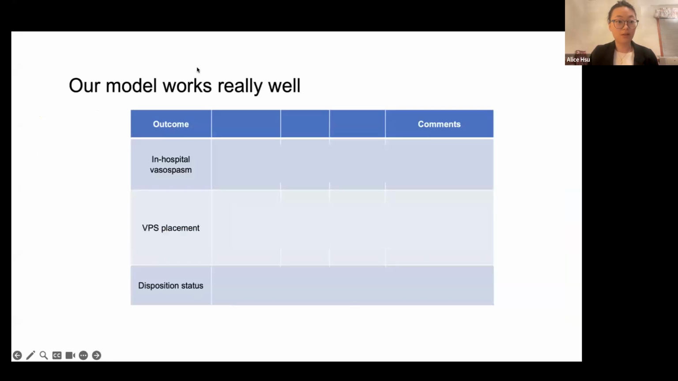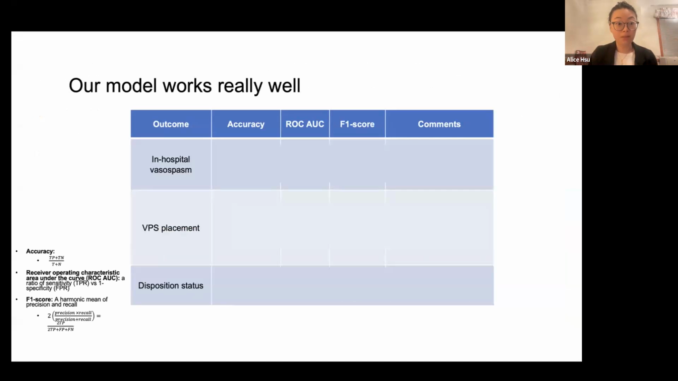And our model works really well. So we looked at accuracy, as I alluded to before. We also looked at the receiver operating characteristic area under the curve. And we also looked at the F1 score, which is how good the model is at remembering all the possible answers that it was given and then picking the right one. And so I have included the equations in the corner down there if you want to look at it.